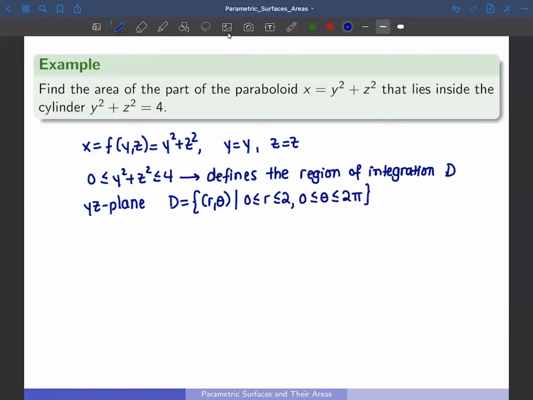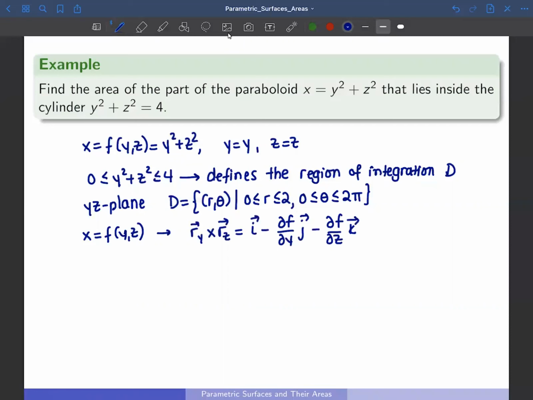So one thing that we should note here is that if the surface is described by x equals a function of y, z, then we'll need to take the cross product between the vectors r_y and r_z. If we evaluate that, this is equal to the vector i minus the partial derivative of f with respect to y times the vector j minus the partial derivative of f with respect to z times the vector k.